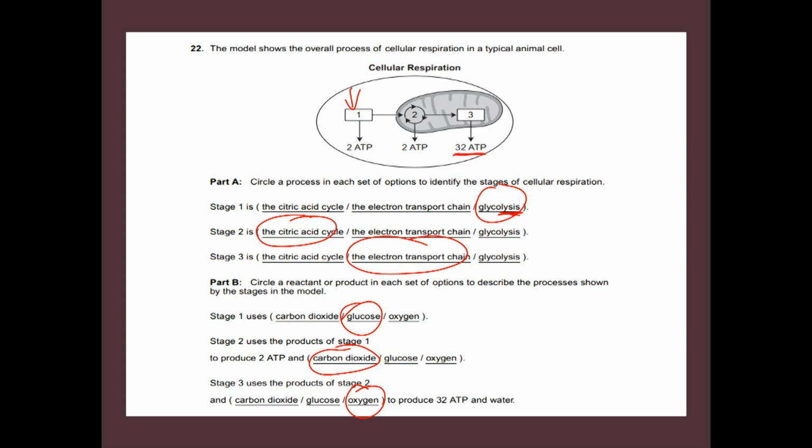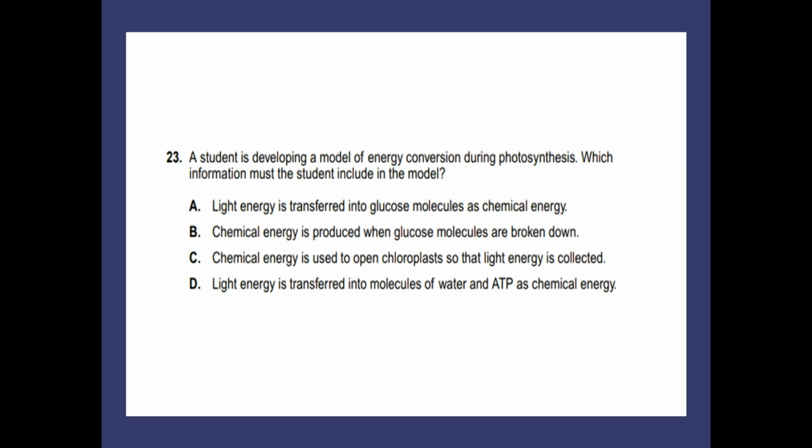Okay, great job. Here's our last question for today. A student is developing a model of energy conversion during photosynthesis. Which information must the student include in the model? The best answer here is letter A. Light energy is transferred into glucose molecules as chemical energy. Okay, that's kind of how photosynthesis happens. We use light energy and we turn it into chemical energy by forming these glucose molecules.